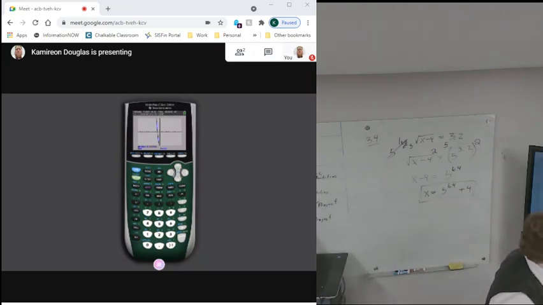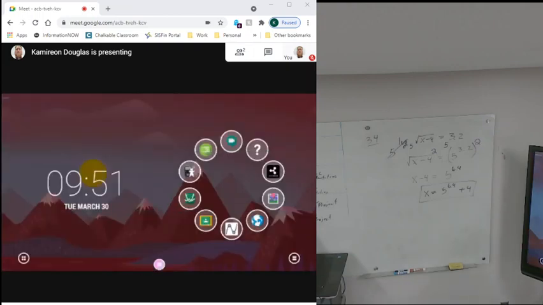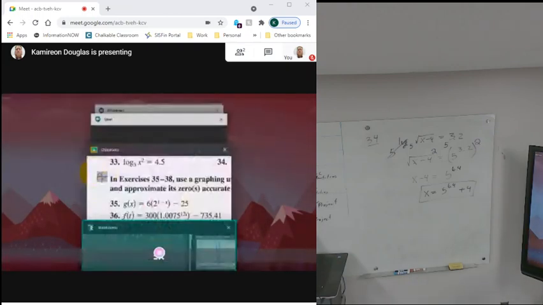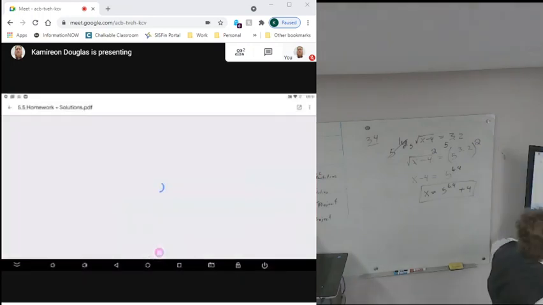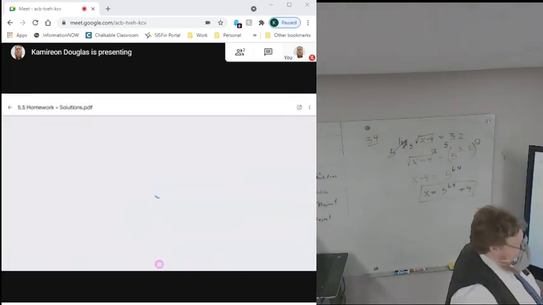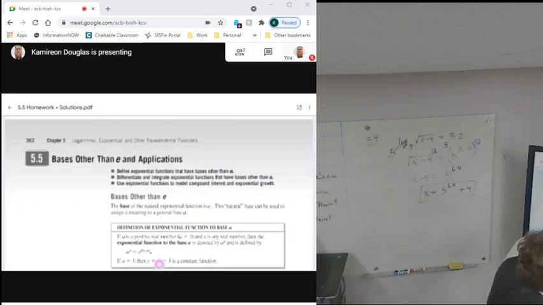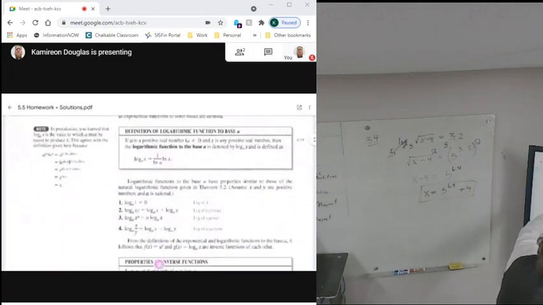So let's look at the next one to show this problem again, okay? Let's look at 36 this time. Doing a homework problem for you. She's trying to trick me. Let's see how it is.